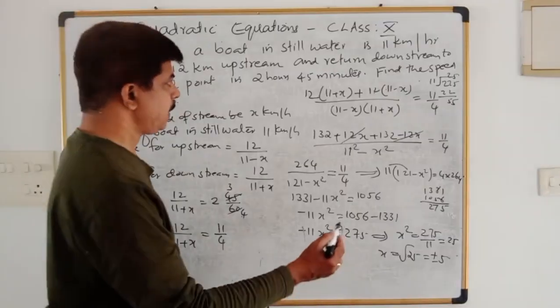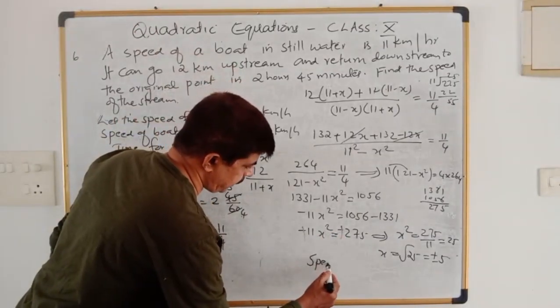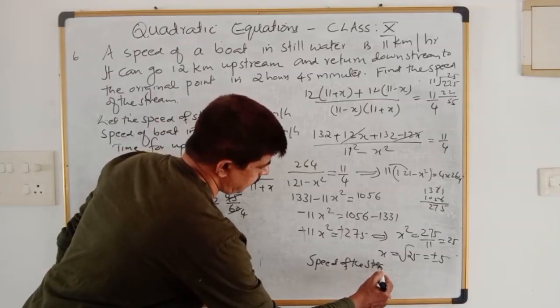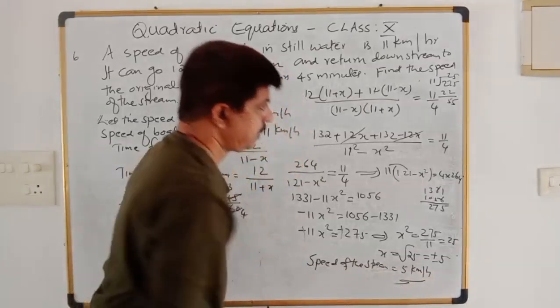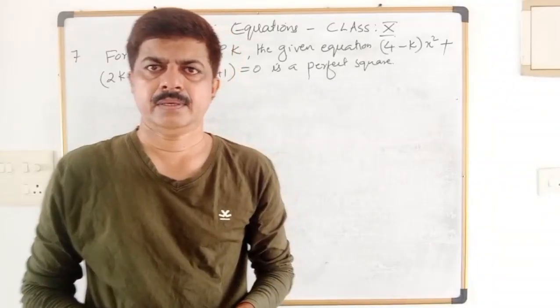So we are supposed to find the speed of the stream. What is the speed of the stream? We got 5 kilometer per hour. Is it clear?